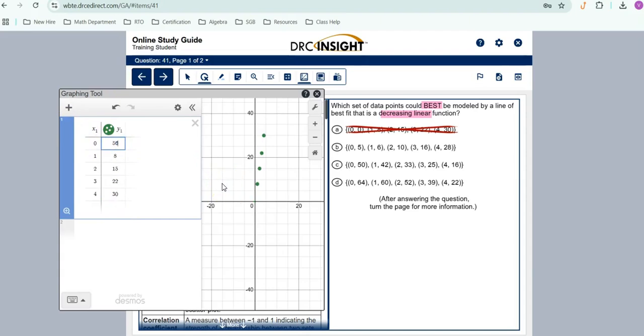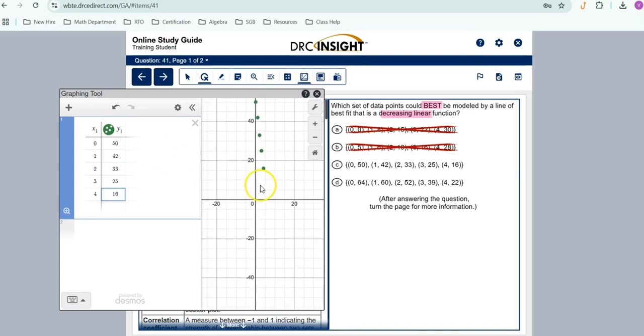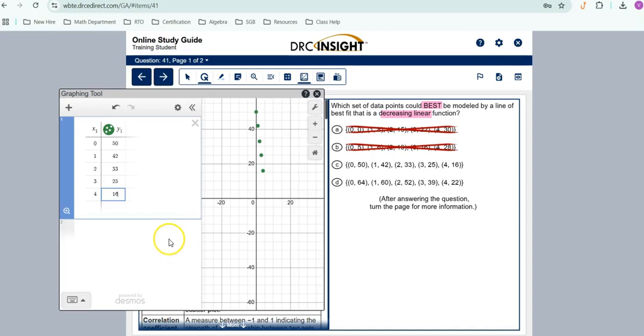The next one is 0, 5, 1, 6, 2, 10, 3, 16, and 4, 28. All right, that one doesn't even look linear, but it's definitely going up. So that one is also not correct. We don't need it anymore. So 0, 50, 1, 42, 2, 33, 3, 25, and 4, 16. Now that right there looks like a pretty good line. So that one's a contender. I'm not going to get rid of that one. I'm going to keep it.